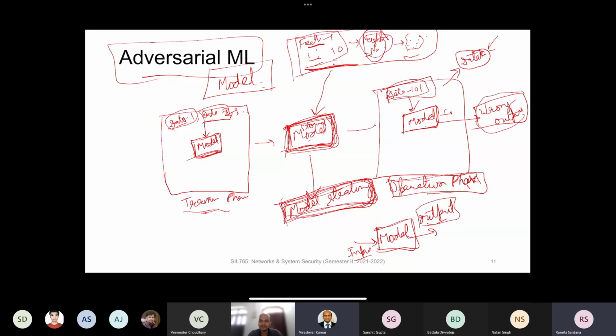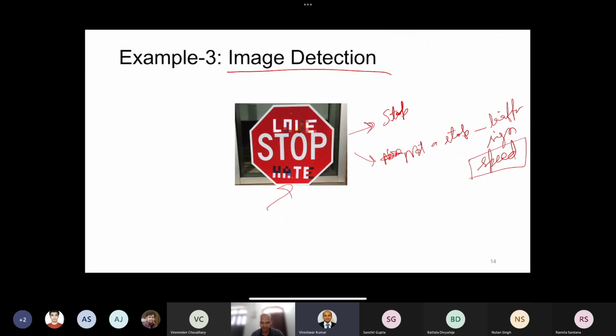And only after we steal the model can we actually modify the input for our attack purpose, right? No, no, no. These are two different attacks, so there is no dependency. Okay, let me give you another example.